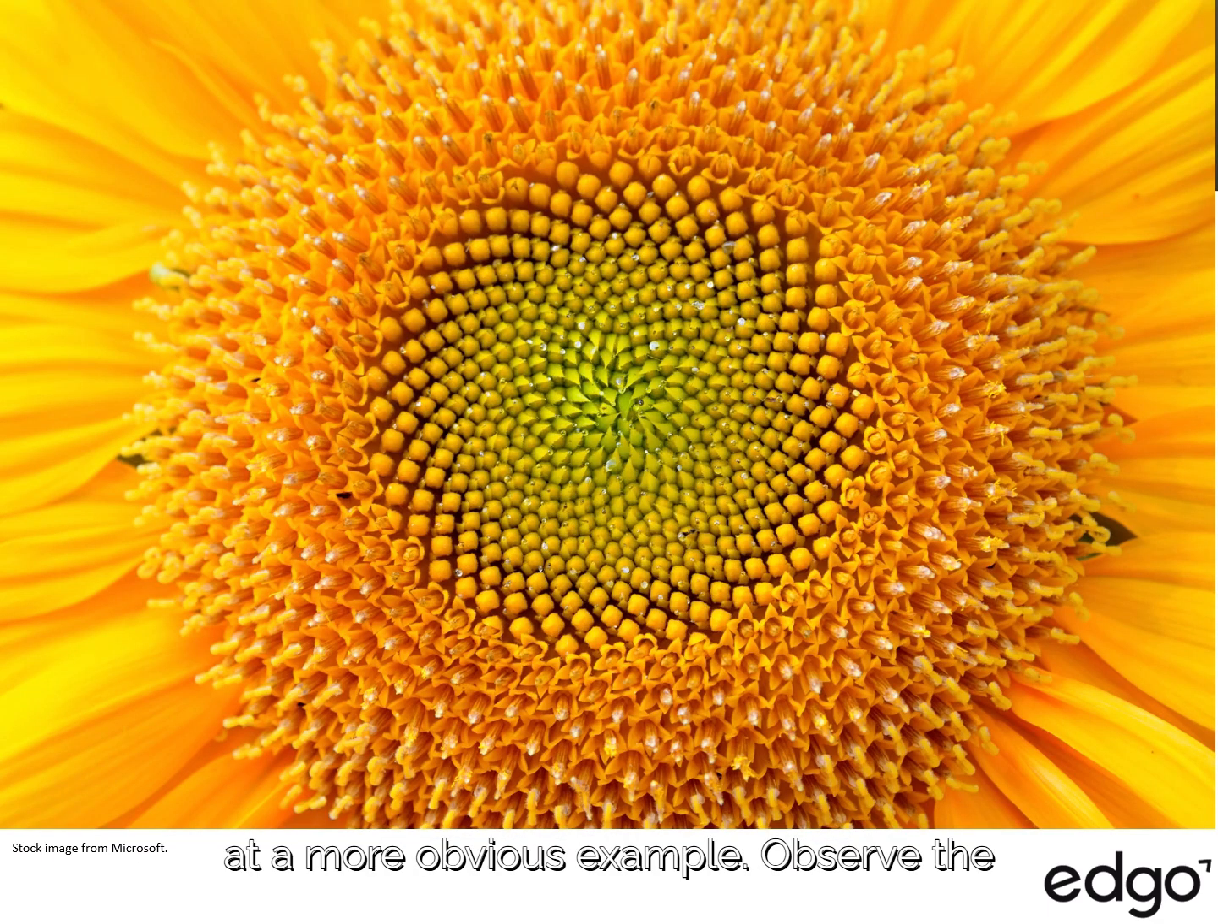Let us look at a more obvious example. Observe the center of this sunflower. What do you notice about the arrangement of the seeds? The seeds do not appear to be placed randomly. Instead, they seem to form spiral patterns moving outward from the center. These arrangements allow many seeds to fit efficiently within the flower head. Sunflower seeds are one of the most commonly cited examples of patterns in nature. Later in this lesson, we will discover that certain natural patterns are connected to a special sequence of numbers. That sequence is called the Fibonacci sequence.